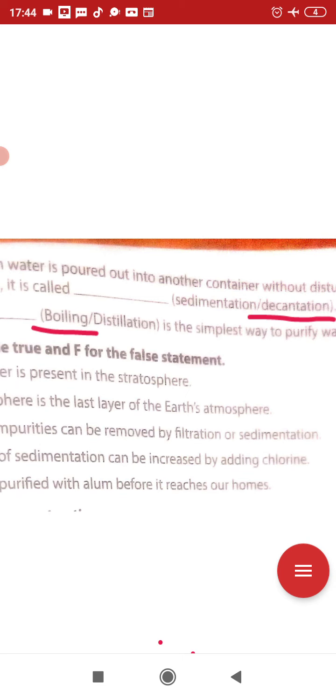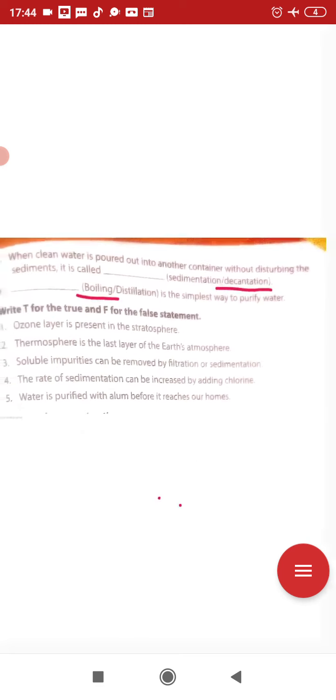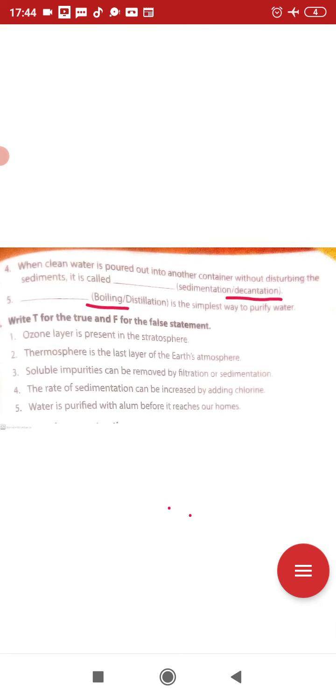Distillation is another method that is also used to separate the soluble impurities from water. But which one is simplest? Boiling. Okay, so you got your answer. Write down the answer in the blank.